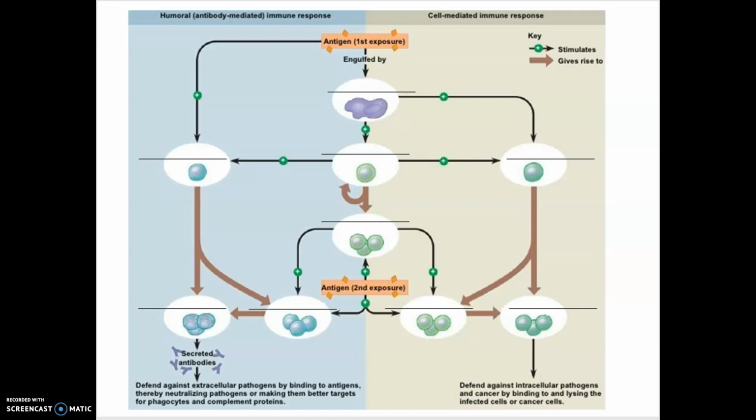On this side of the figure, we've got our humoral immune responses. This has to do with production of antibodies. Over here is our cell-mediated immune response, which deals with cells that are infected. On this side, we'll be dealing with the B cells, and for the cell-mediated side over here, we'll be dealing with T cells.